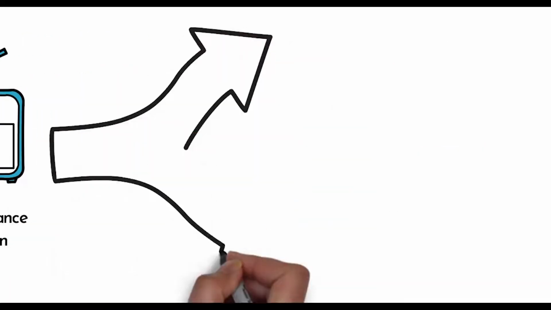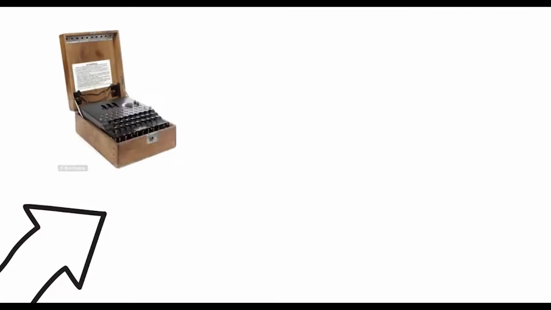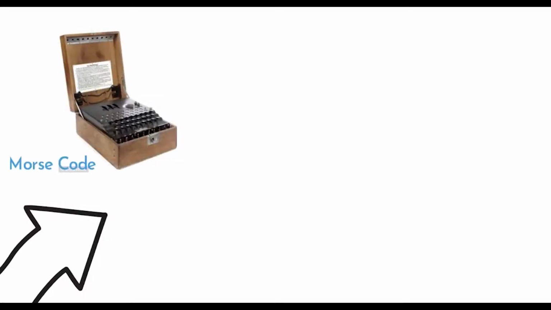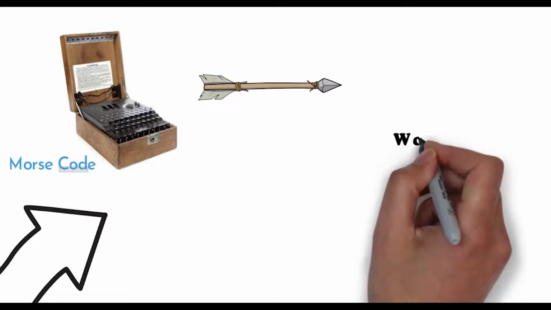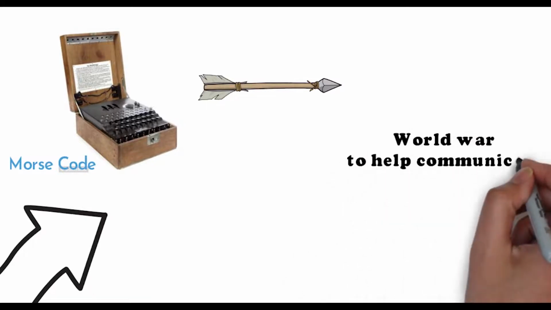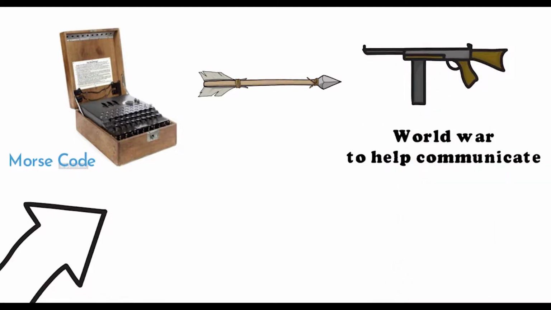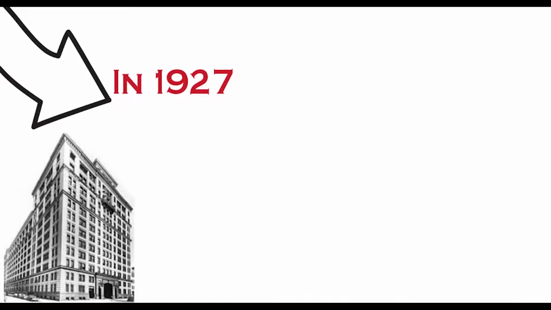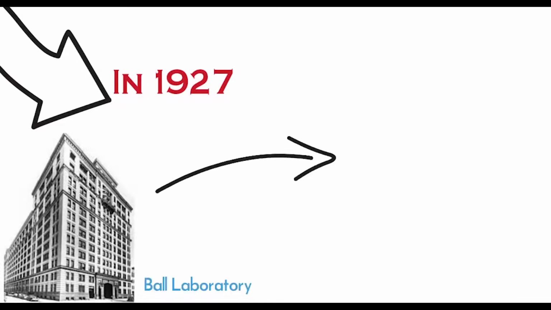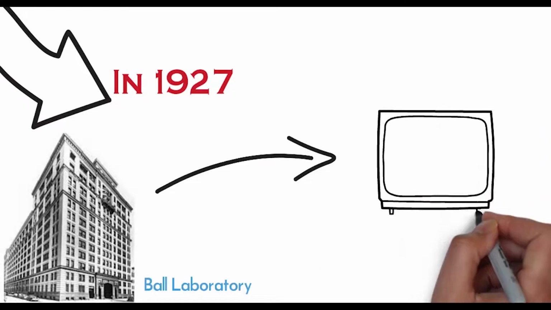Then the development went in two directions. One is that scientists developed the Morse code. This took a very important role in World War. This Morse code was the way of communication in the war. On the other side, Bell Laboratory introduced the cathode ray tube, or CRT television.